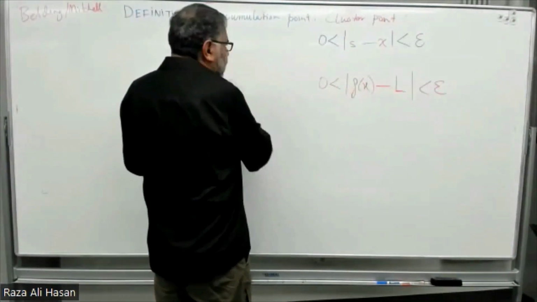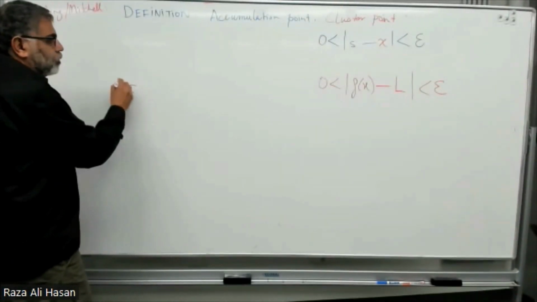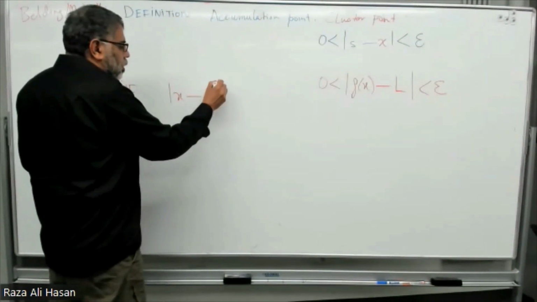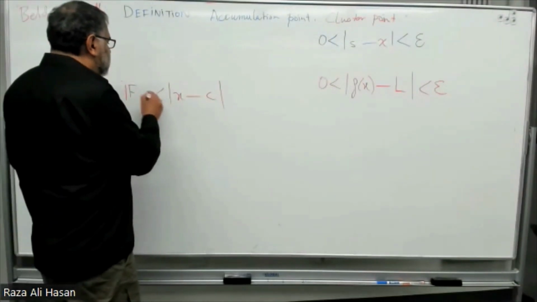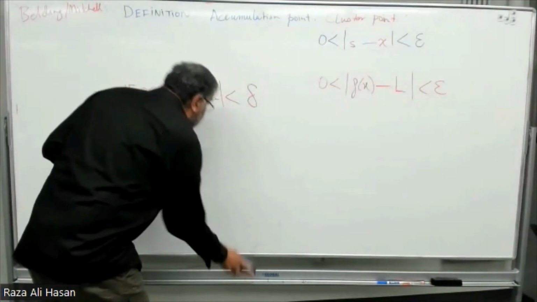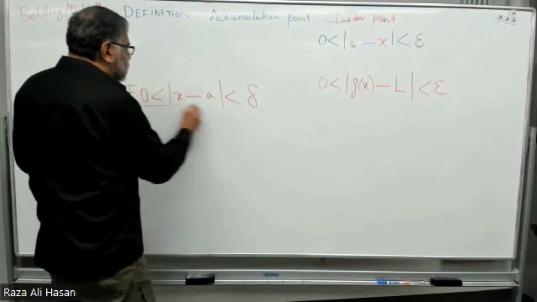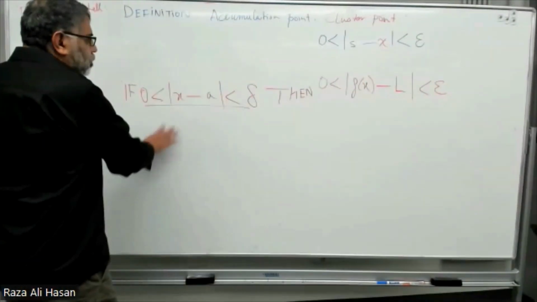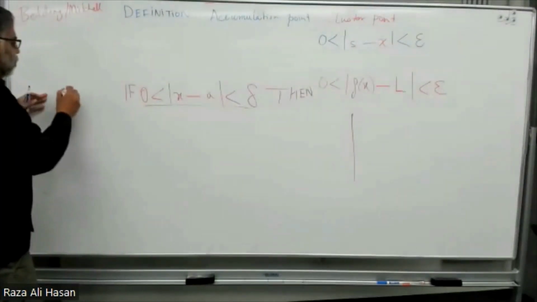So this is the second half of the limit for functions, right? So it goes like this. If 0 less than |x - a| less than delta, and this should be A, sorry. Yeah, let's go with A. So if this is the case, then this thing is on here. So this is for functions.